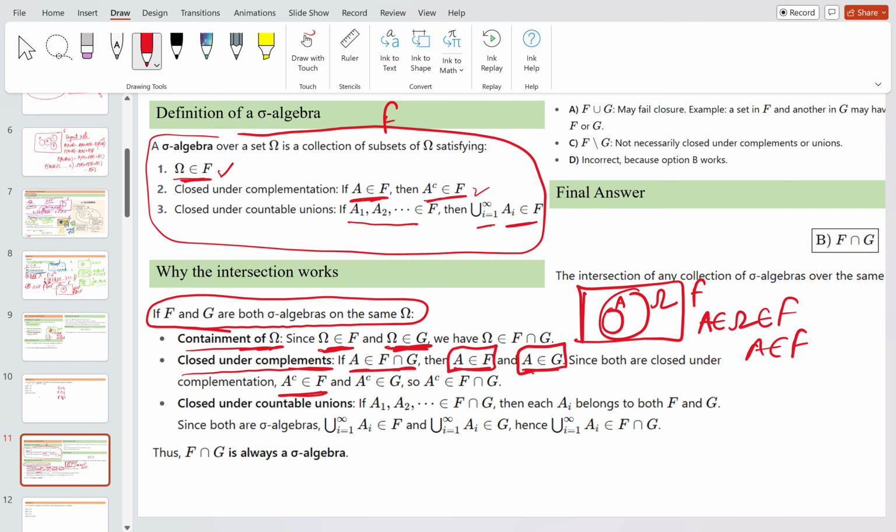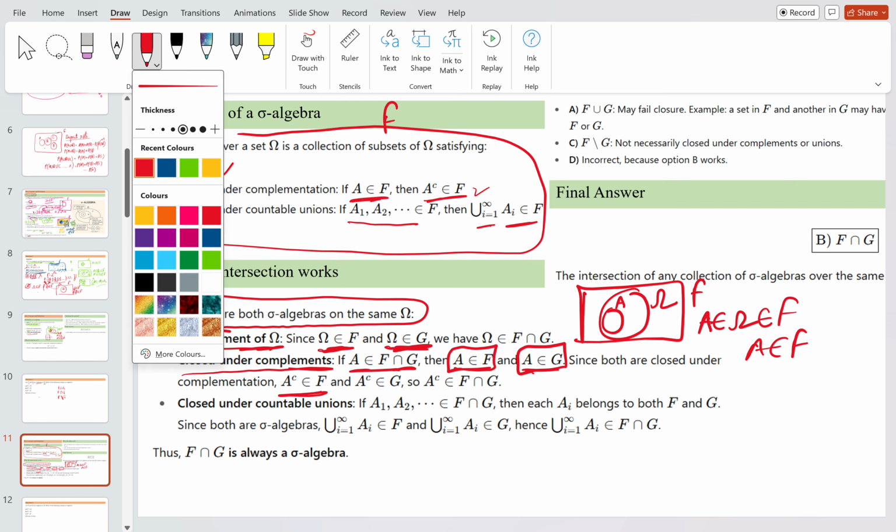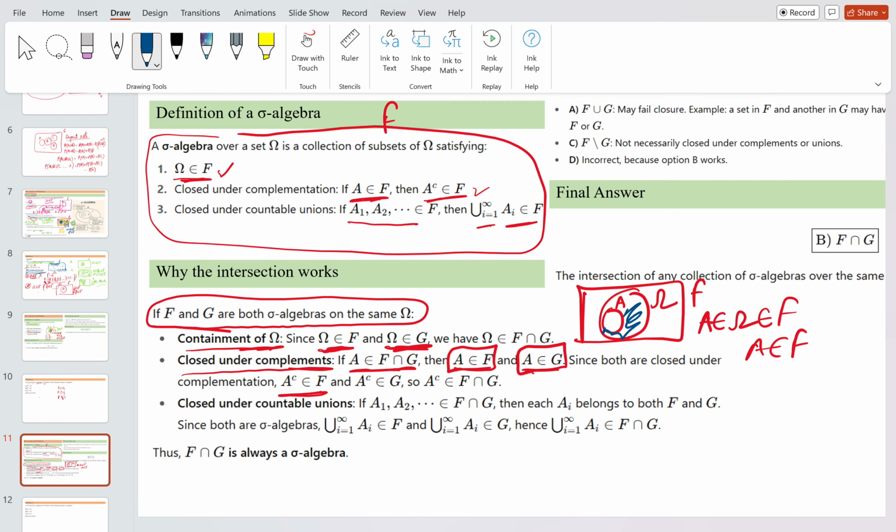Because A is this, the A complement will be this, so that also belongs to F. Similarly, the A complement will also belong to G. It means that if A complement belongs to F and A complement also belongs to G, there should be a common point where the A complement exists in both the sample spaces. It means that A complement belongs to F intersection G.